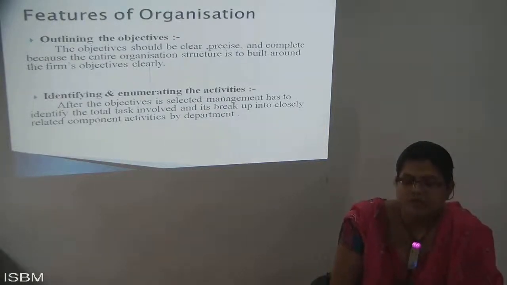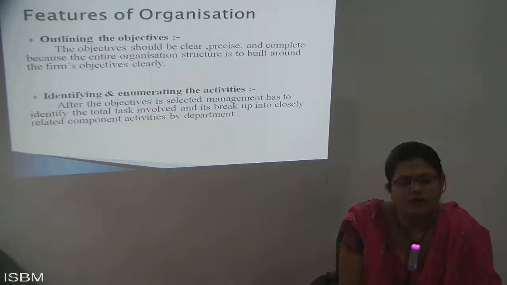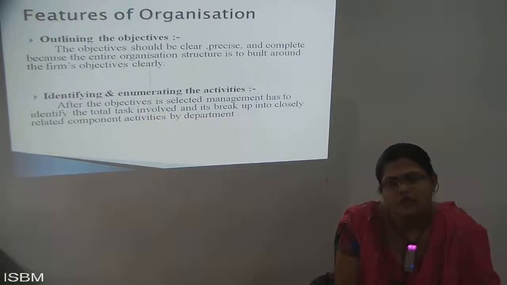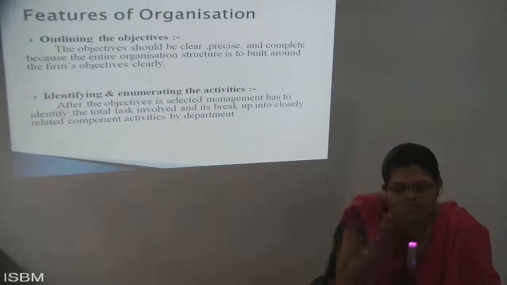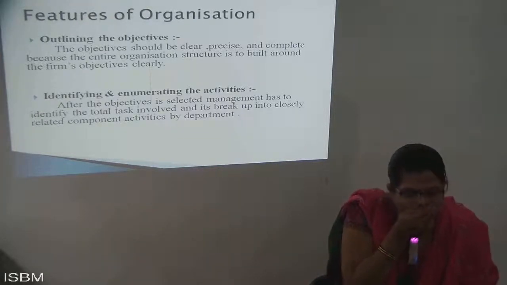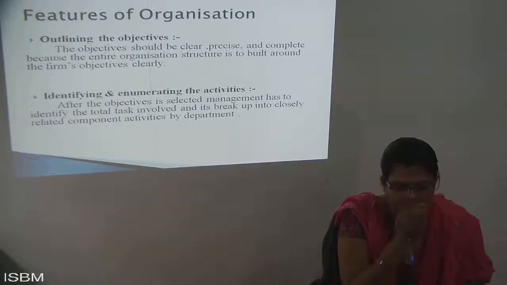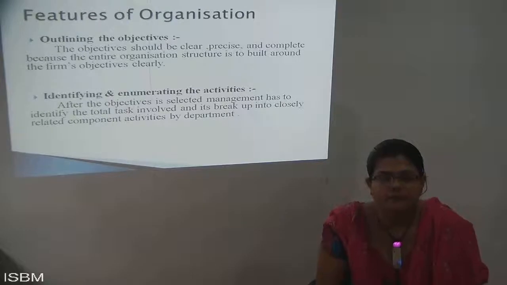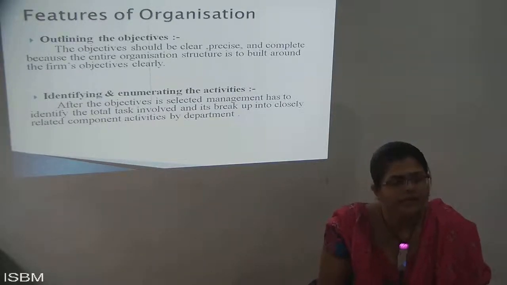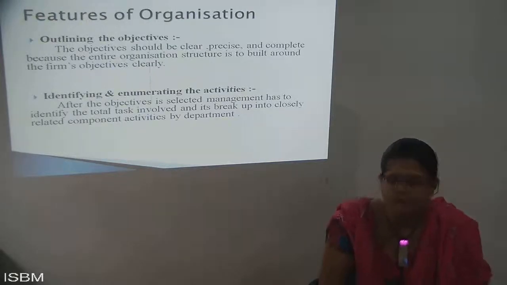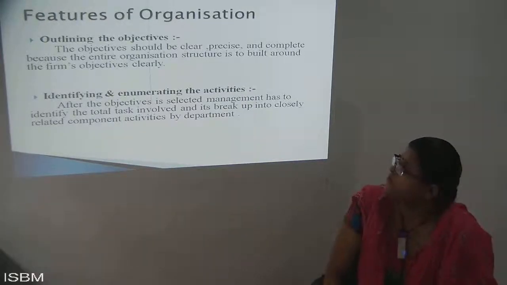Now, here the features have been given. You have got the meaning of organization, where two or more people come together and are engaged in certain types of activity, and with the help of the activities involved, the authorities and responsibilities are bifurcated. Now, the features of an organization.